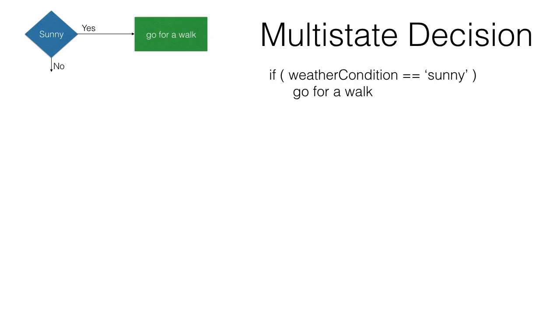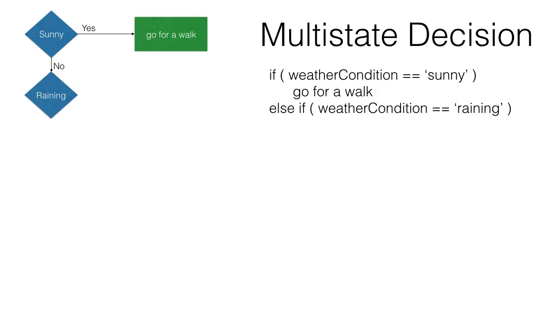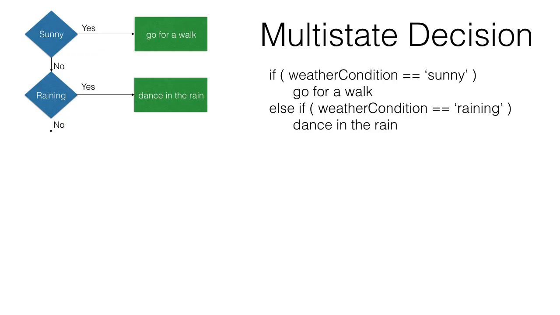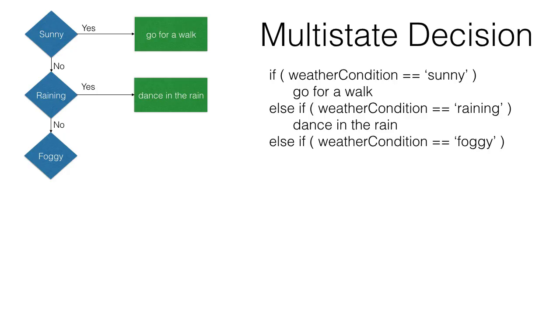Well, what if it's not sunny? Let's look at the next state. Is it raining? Else if weather condition equals raining. Yes, it is raining. Well, I'll go out and dance in the rain. All right, the next one. No, it's not raining. Is it foggy? So here's the code. Else if weather condition equals foggy. Why, yes, it is. So we'll sound the foghorn.